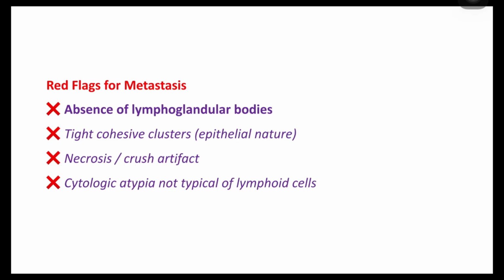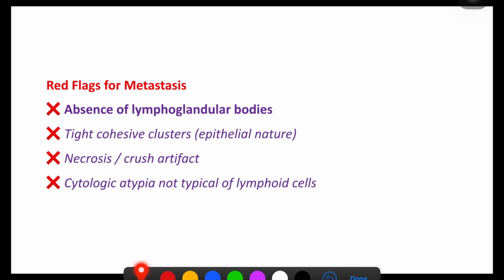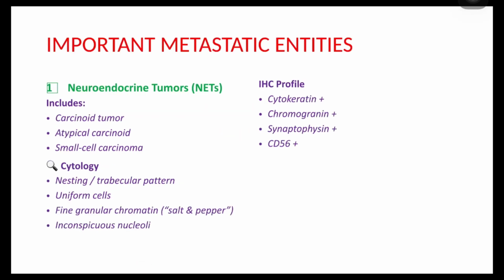Whenever you find absence of lymphoglandular bodies, and tight cohesive clusters which are suggestive of epithelial nature, whereas in lymphoma cells are singly scattered, and necrosis and crush artifact if seen, and cytological atypia not typical of lymphoid cells. These four features, if you identify them, are red flags for metastasis. So try to look for the primary. Now, the important metastatic entities include the following.